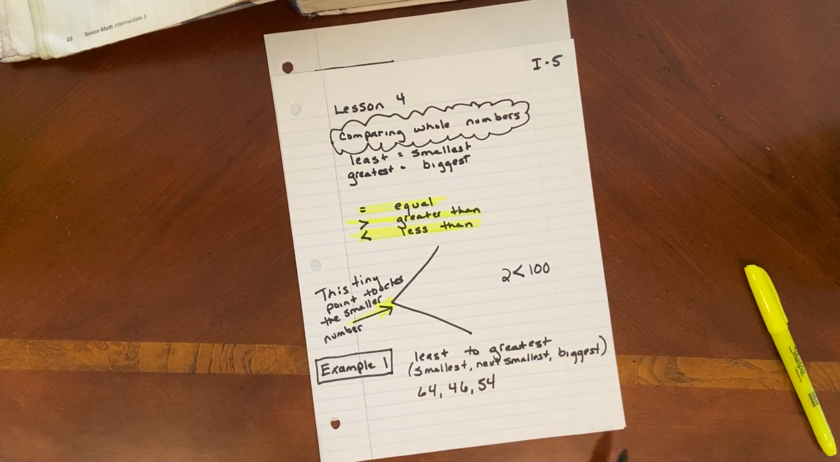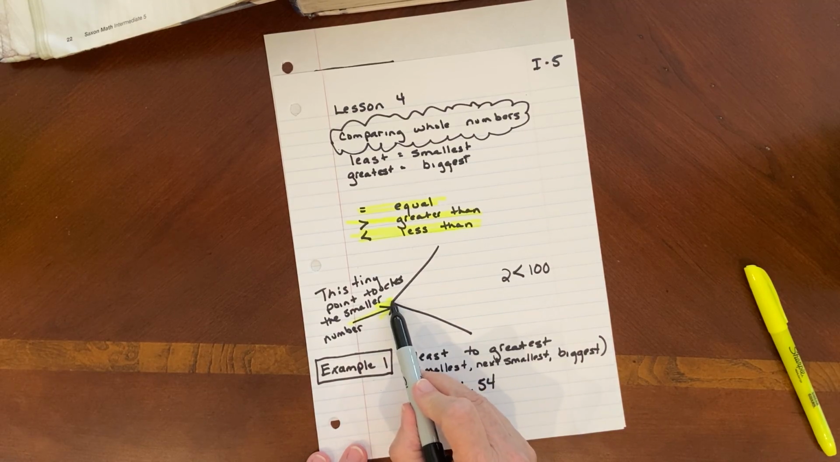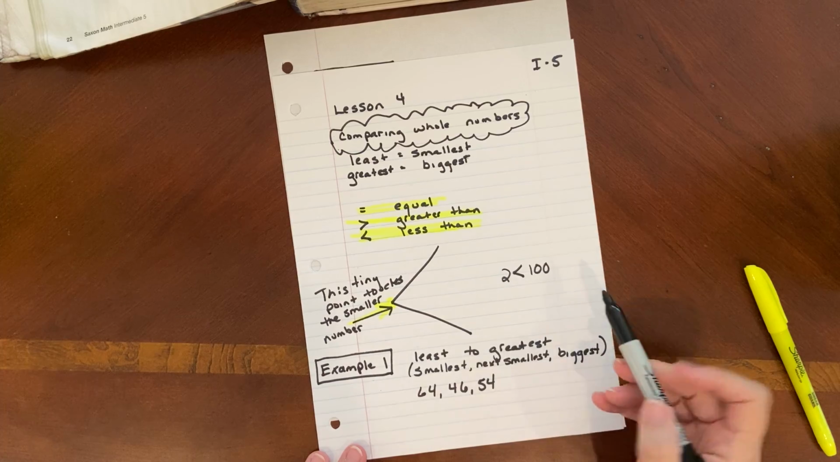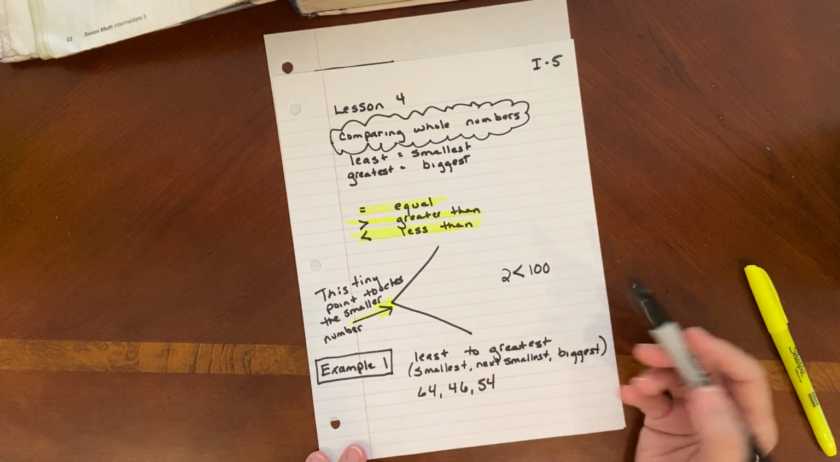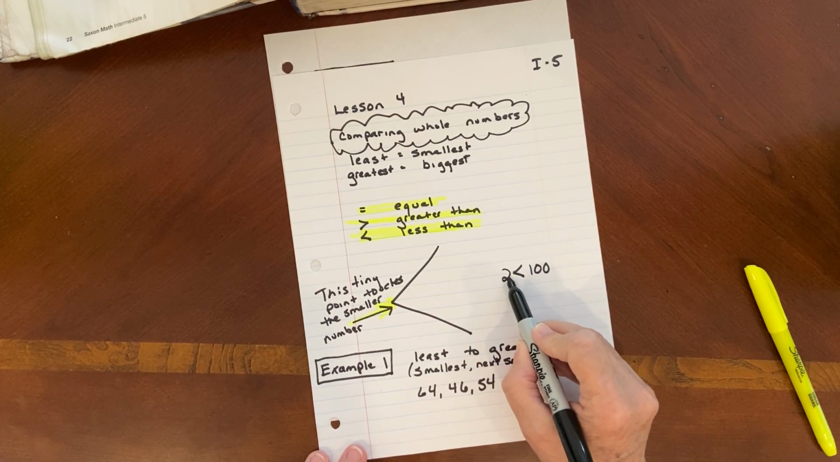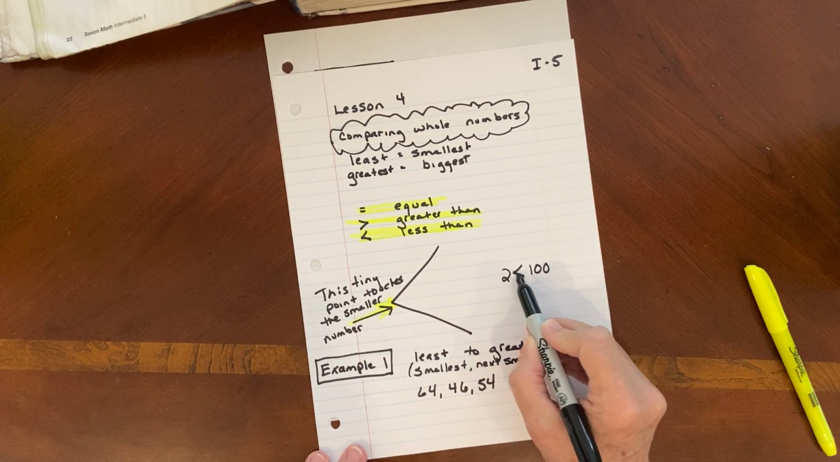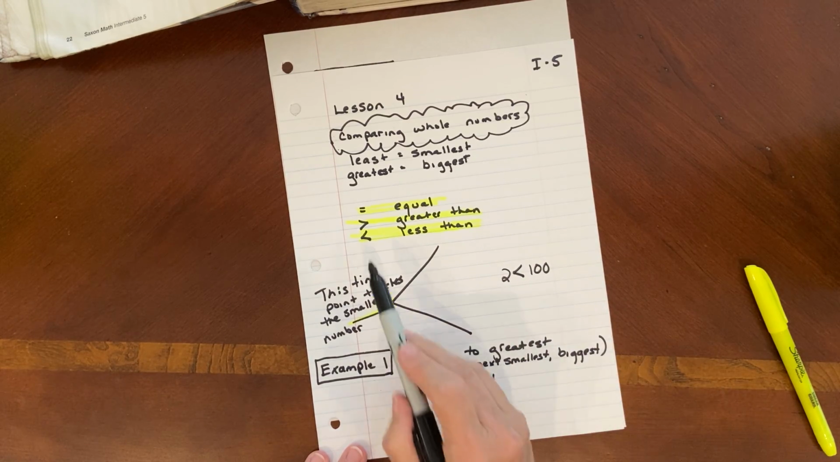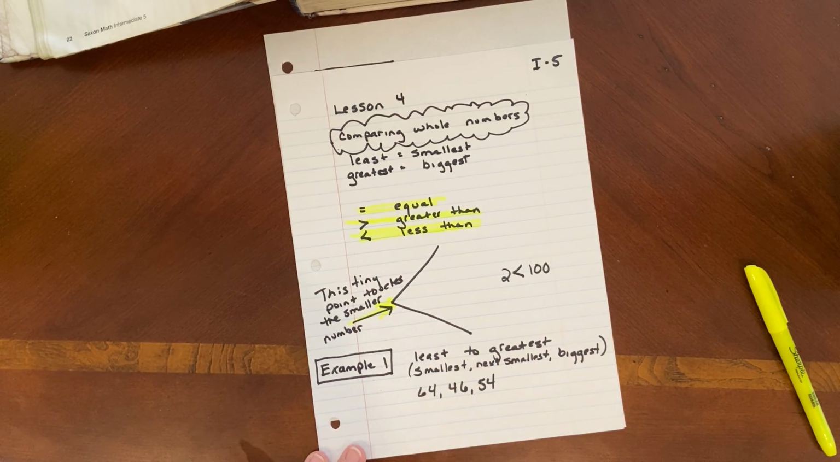So the way I remember it is that little tiny point touches the little tiny number. So if I have 2 and 100 and I'm comparing them, I'm using comparison symbols, I'm going to say 2 is less than 100. So I can write it that way. And that's my less than sign. Okay.